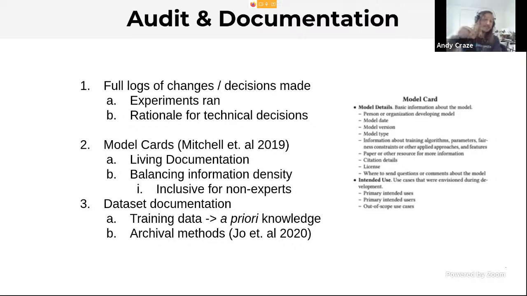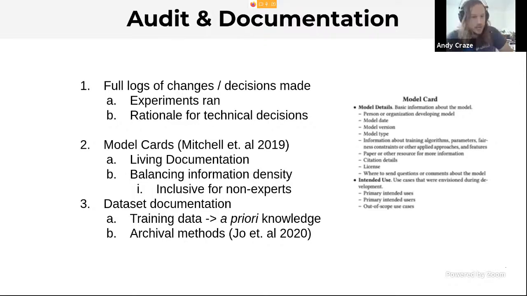And then the last thing there is dataset documentation. A big thing is, we document our software, we document the overall projects, but I think the training data is just as important, right? It's the a priori knowledge. It's everything that the model's seen up to the prediction that you're asking for.